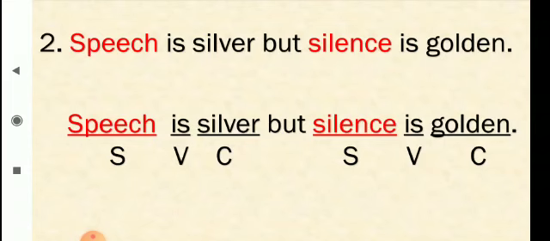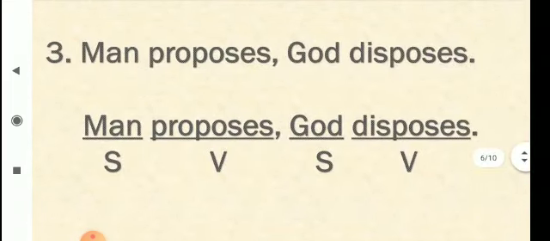Let's begin with the third example. Now see, man proposes, God disposes. In the first clause, we are talking about man. In the second clause, we are talking about God. Opposite. In the first clause, we are talking about proposes, and in the second clause, we are talking about disposes. Opposite ideas. Is that right? And these opposite ideas are in one and the same sentence.